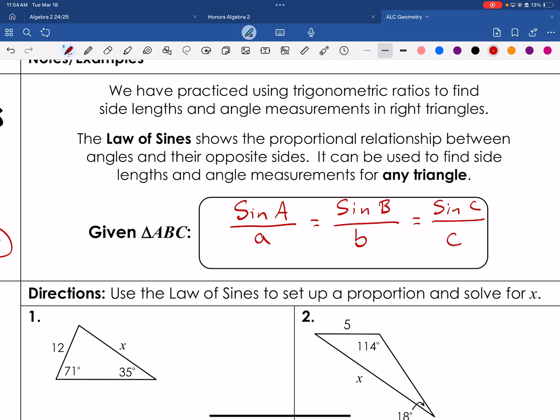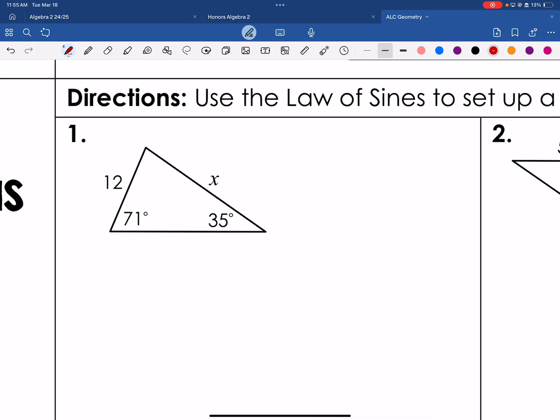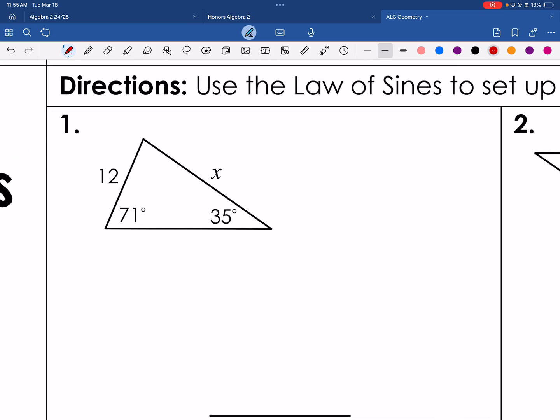The A's and B's and C's really don't mean anything other than to show you that angle A is opposite side A, angle B is opposite side B, and so on. Okay? We have to know the measure of one angle and the length of its opposite side. That's going to be the first ratio that we always write. We're then going to set it equal to another ratio of something that we know along with something that's missing. So if we look at this first example right here, we're going to use the law of sines to find the value of x.